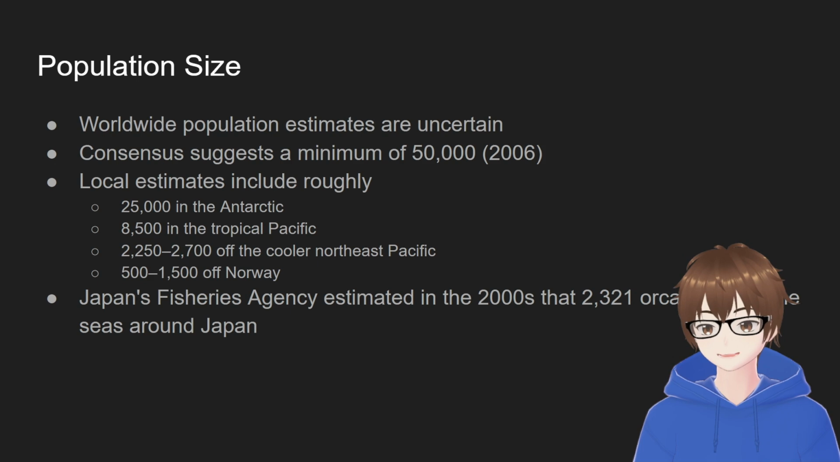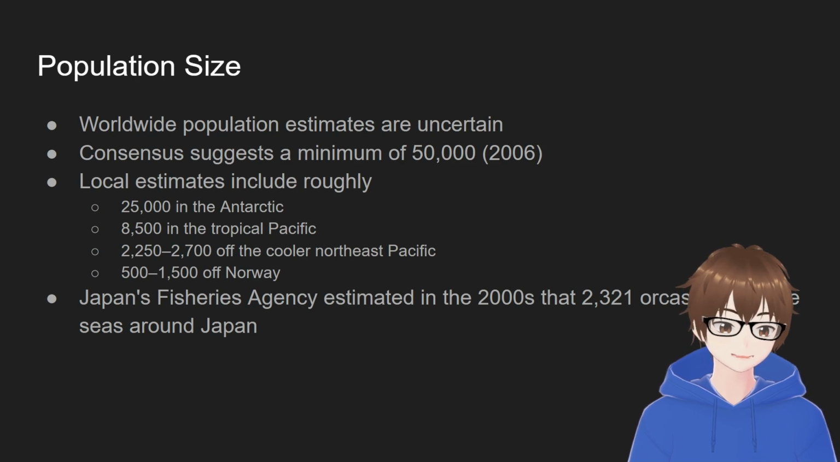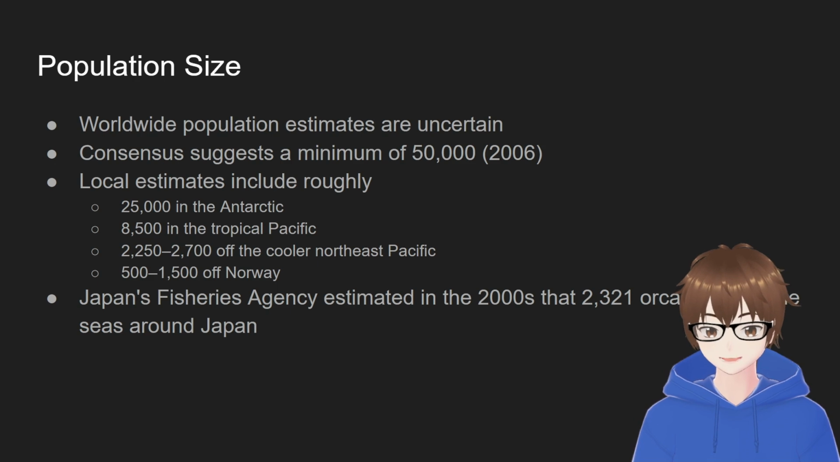And then Japan's Fisheries Agency estimates that in the 2000s there were 2,321 orcas in the seas around Japan. So that gives us most of them are in the Antarctic, and then off the Pacific. Well, yeah, the Pacific has the next closest, I guess.